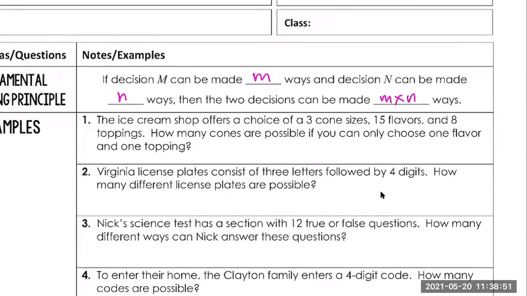So this applies to a lot of the options related to food. So, an ice cream shop offers a choice of 3 cone sizes, 15 flavors, and 8 toppings. How many cones are possible if you can only choose 1 flavor and 1 topping? If you watched the video, there's the long way of doing it with the tree diagram and the table, but the fundamental counting principle allows us to come up with those number of choices by multiplying the different ways together to come up with all the possible options, which I believe in this case ends up being 360.